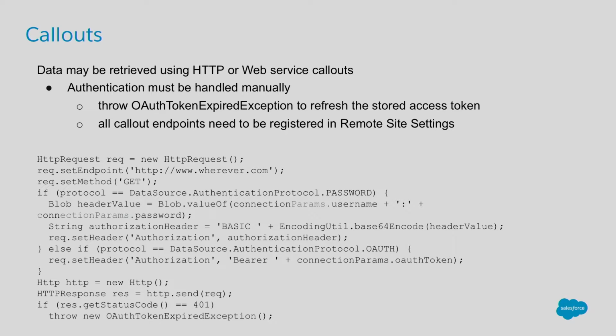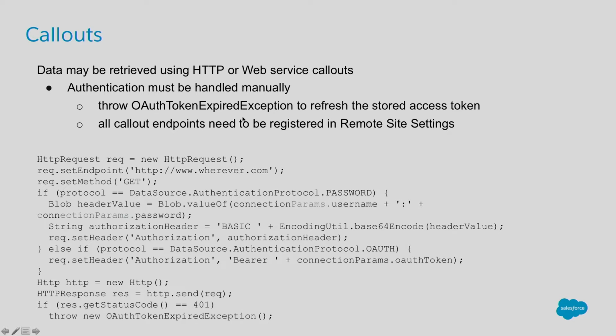Now, the thing to note about OAuth is that once your token expires, we don't automatically refresh it for you. So if you get a 401 exception, that means that your token has expired. You can go ahead and throw an OAuth token expired exception. And based on that, we'll attempt to refresh that OAuth token for you, and then also rerun the request that you originally gave out.